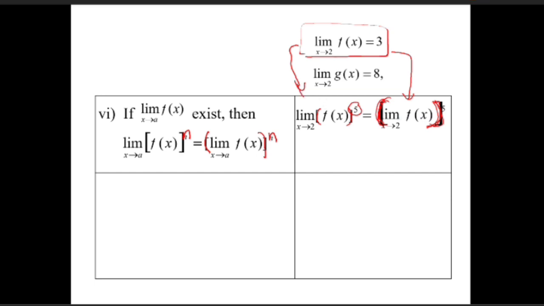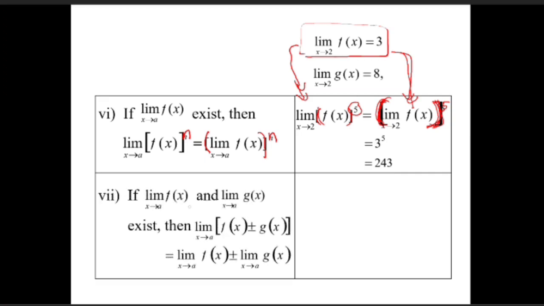Before we change it, power 5 is only for f(x). Now power 5 is for all of the limit, and we know what's the value for all of that limit. The value is 3, so 3 power 5 is equal to 243.